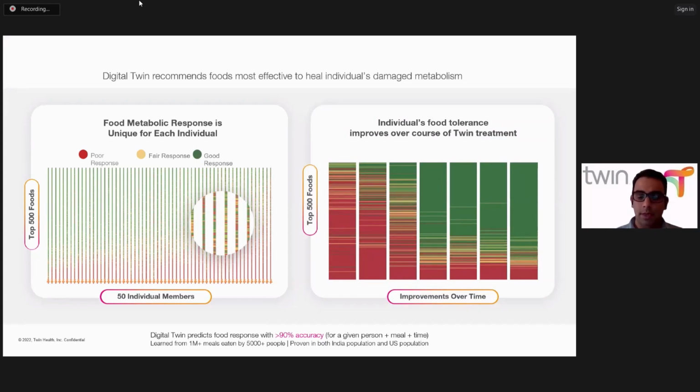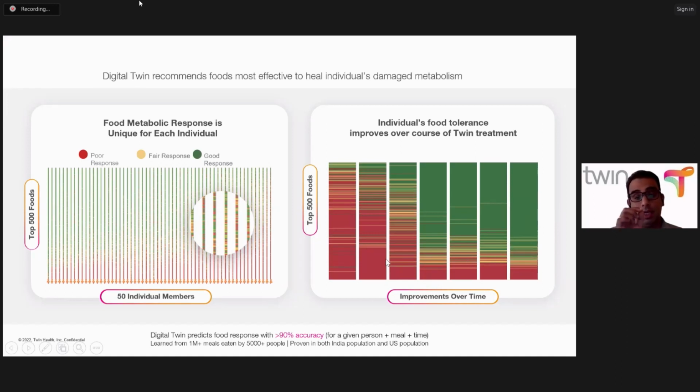So this is exactly to show, as we know, for every type 2 diabetes patient, the metabolic response for every food is different. It's a magnified view of what you're looking at here. These are 50 patients. Each patient has a different metabolic response. We know that, right? Now, this is one of our patients in the program. When they joined the program, most of the foods were having a bad metabolic response, so red color. But as they continue, it starts turning green over a period of 1 year. That is, the metabolism is healed.